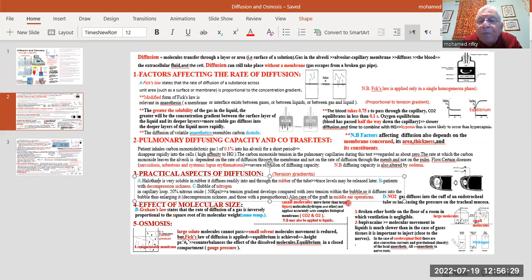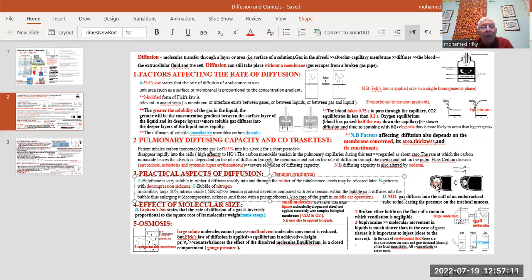The third point is nitrous oxide going through, suppose, a bubble in a capillary loop. You see, you have a capillary where there is a nitrogen bubble. Nitrogen, of course, is less soluble than nitrous oxide. The tension of nitrous oxide is, say, 50 kilopascal, 50% nitrous oxide, going to this area, which is zero. So it diffuses into this bubble, increasing the bubble, because of the difference of tension and the greater solubility of nitrous oxide in comparison to nitrogen.